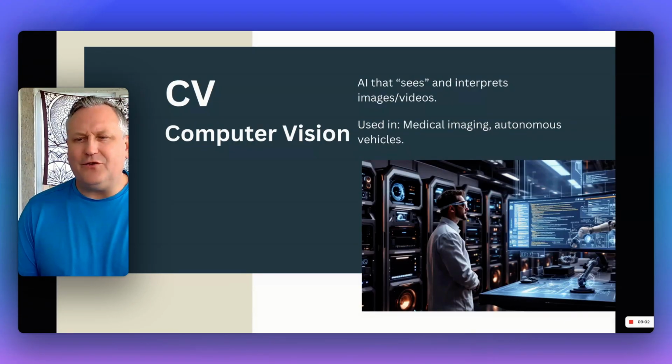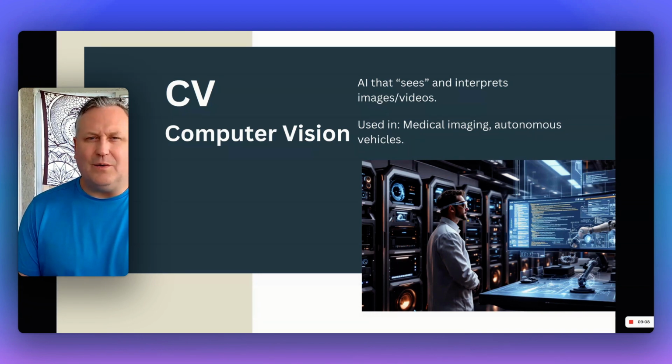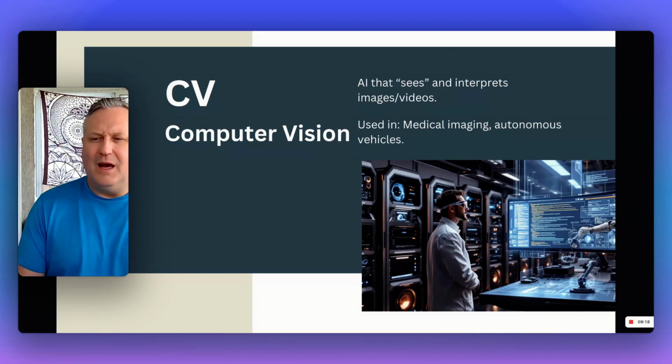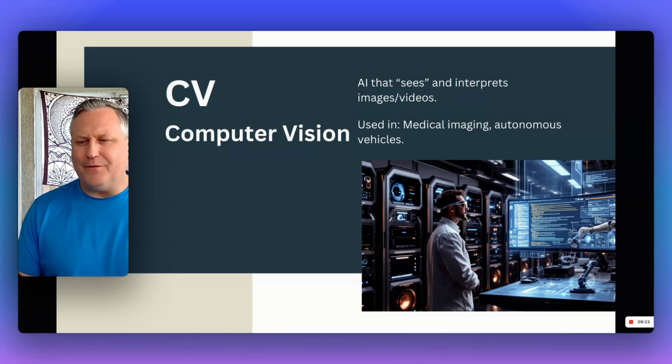CV, computer vision. Now this is used in retailers. This is used in video, identifying information and stuff. So computer vision is basically it can see inside the video. So it can interpret images. It can interpret videos. Used in medical imaging, autonomous vehicles. Again, very powerful AI technology here.